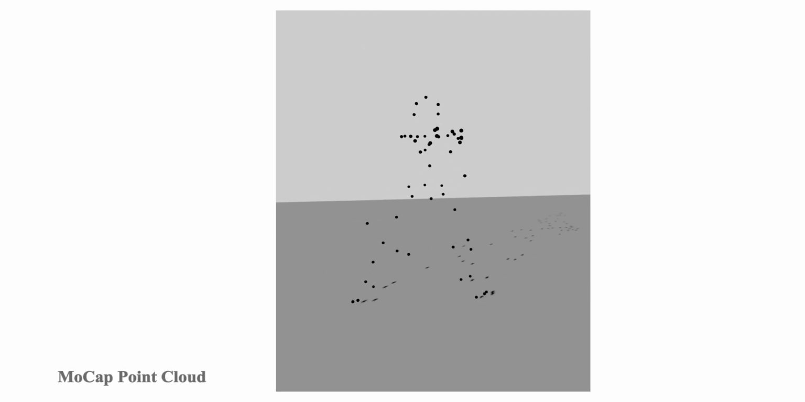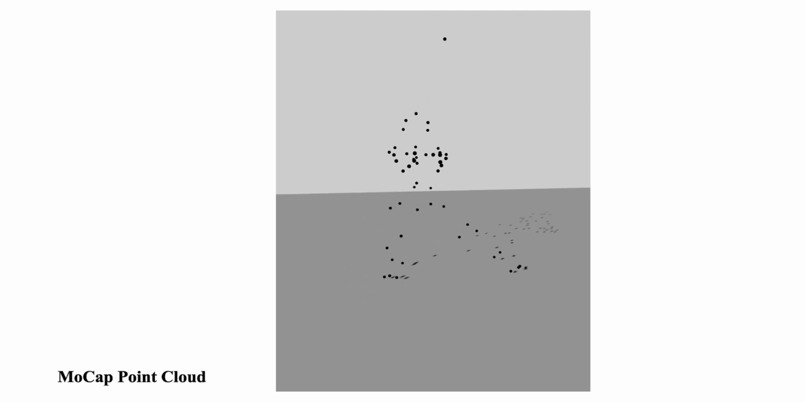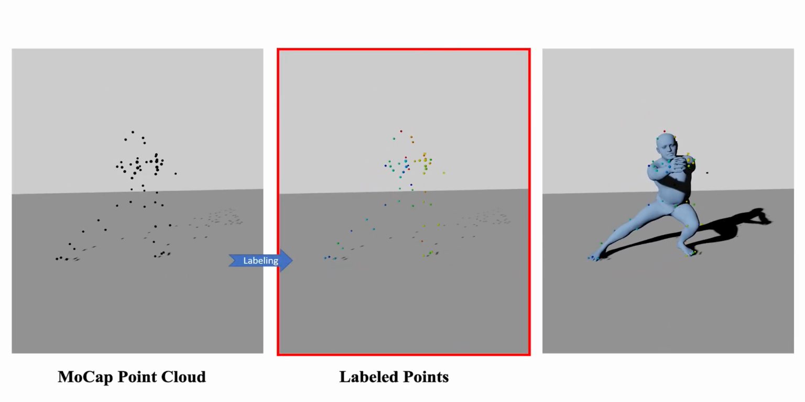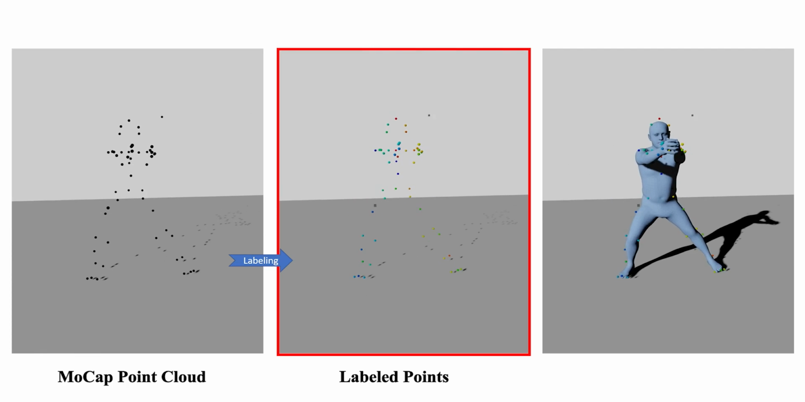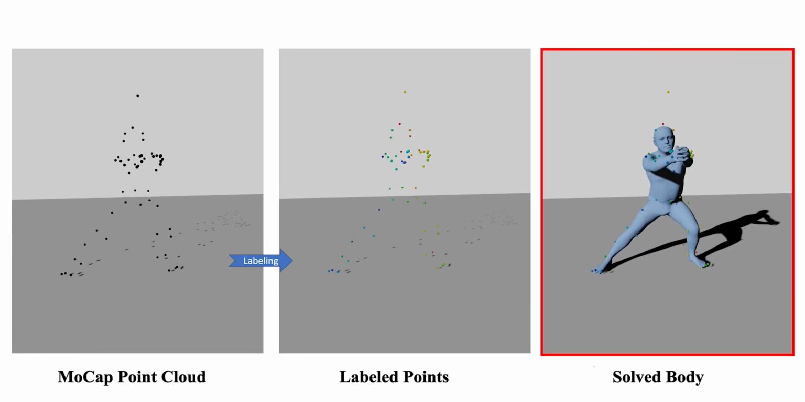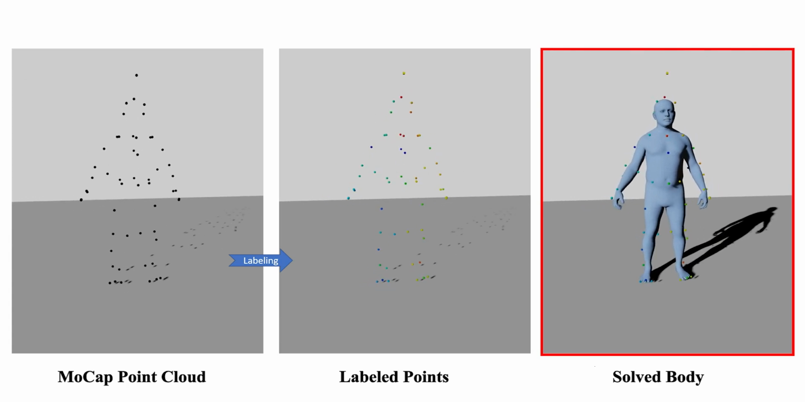The output is precise 3D marker positions as sequences of unordered noisy points. These points are brought in correspondence with the physical markers in a process called labeling. Here, the color assigned to each point represents a label. After labeling, the body underlying the MoCap is recovered in a process called solving.